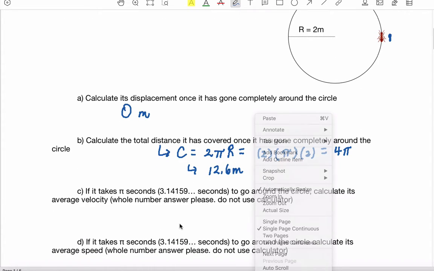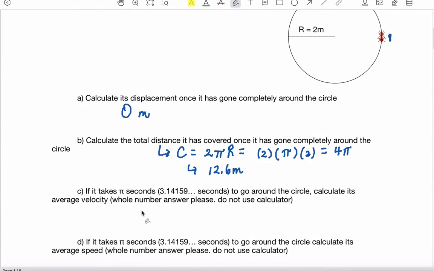Next, it takes about pi seconds to go around the circle, so I'm going to calculate its average velocity. Let's remember that average velocity, and by the way, I want to start using this notation for displacement, change in x. So that's going to be delta x over t. And that's going to be 0 over the pi seconds that we took to go around the circle. So that's going to be 0 meters per second net velocity.